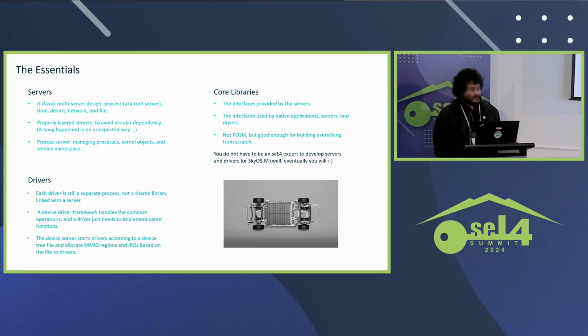The OS framework is a classic multi-server design. So it has the process server, network server, device server, file server, and the time service. From their names, you can probably tell what they do. The process server is the critical one, aka the root server. It has all the initial capabilities from the microkernel. And the servers are properly layered to make sure that they don't have any circular dependency. For example, it's okay for the time server to call the process server, but not the other way around.